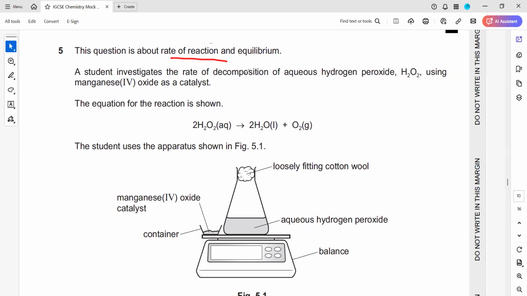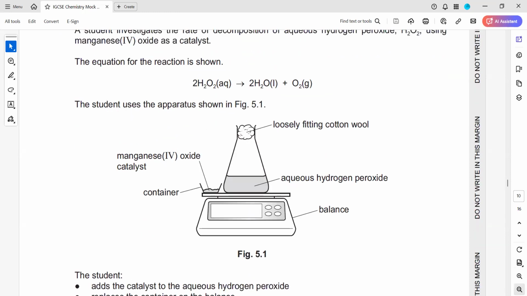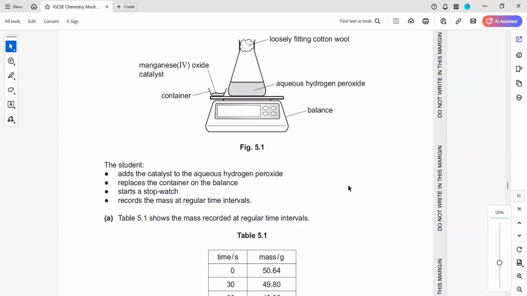A student investigates the rate of decomposition of aqueous hydrogen peroxide. Hydrogen peroxide decomposes into water and oxygen, and we use manganese(IV) oxide as a catalyst. A catalyst is a substance which alters the rate of reaction without being chemically changed, and it lowers the activation energy so the reaction can proceed at a higher rate.